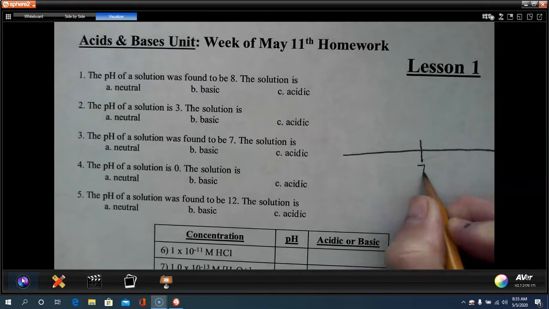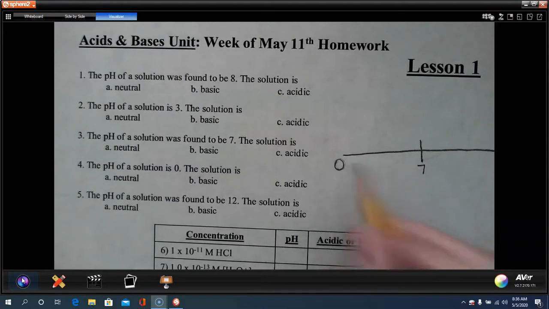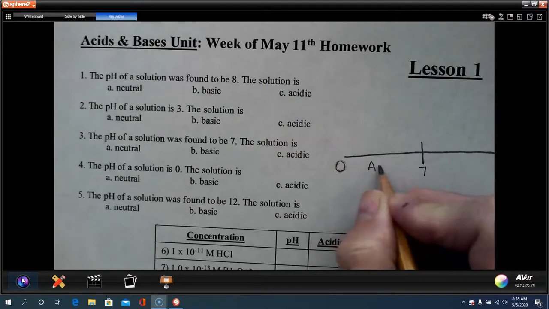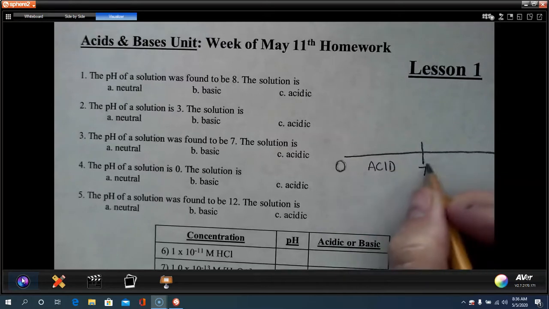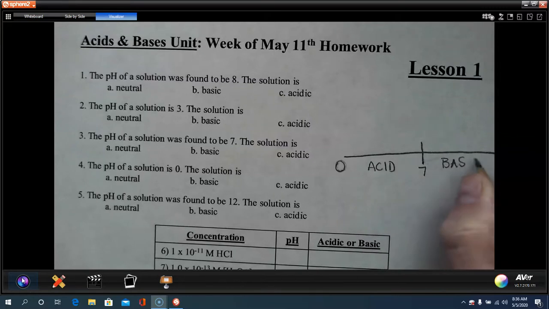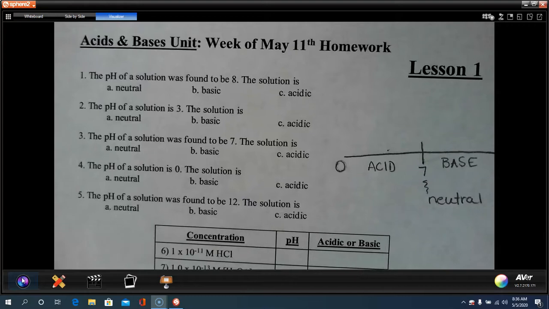So in the middle is 7. It goes from 0 to 14. Yes, it can get to 0. Anything below 7 is an acid. Anything above 7 to 14 is a base. Now 7 is neutral. So a pH of 4 would be an acid, and a pH of something like 10 would be a base. As we work through these problems, we have to keep that in mind.